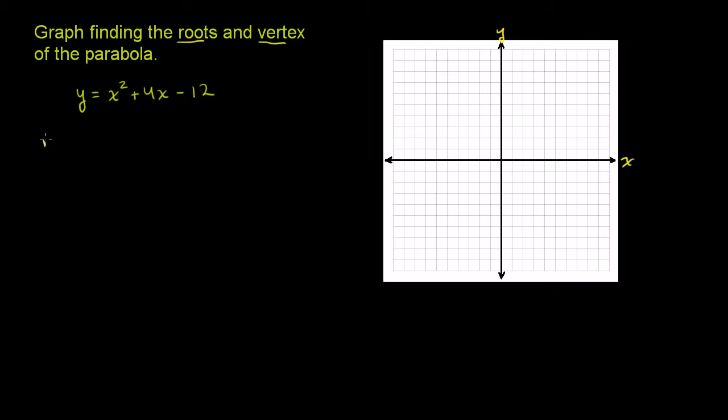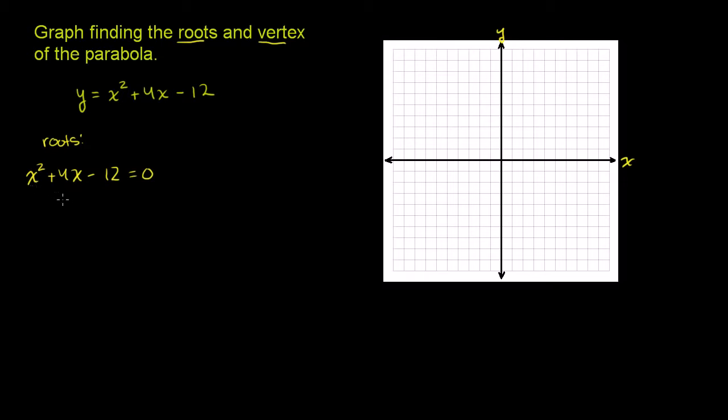So to find the roots, we set y is equal to 0. So we solve the equation x squared plus 4x minus 12 is equal to 0. All I did is I set y is equal to 0, and then I swapped the left and right hand sides. Now, to factor this, we have a 1 as a leading coefficient. So we don't have to do the all-out grouping.